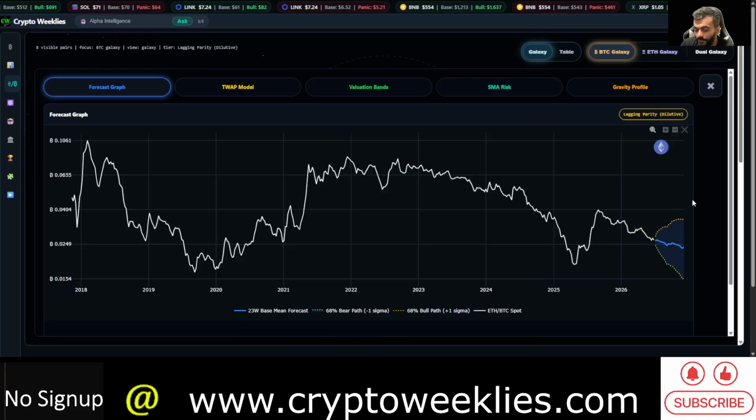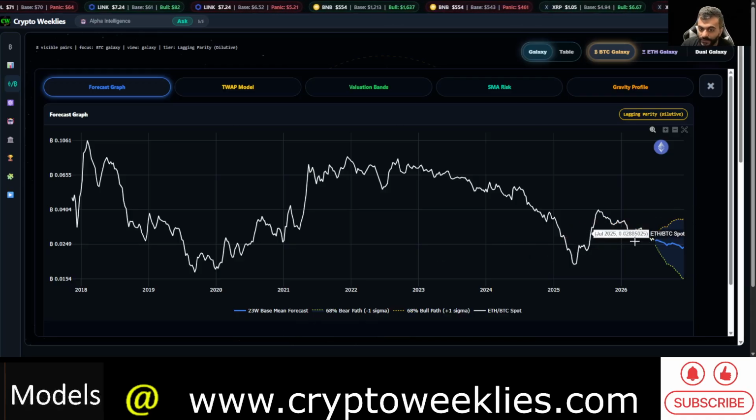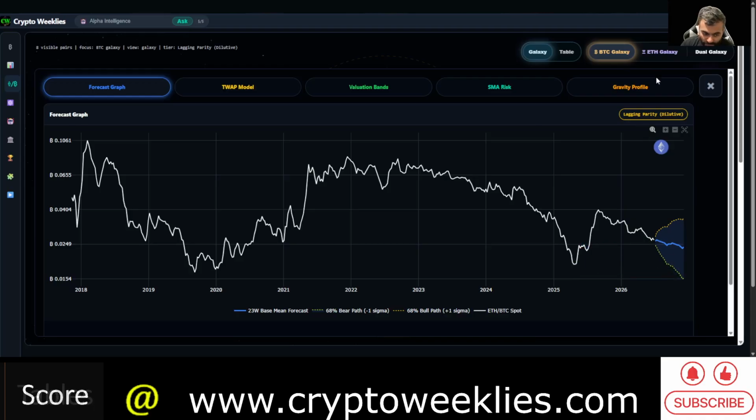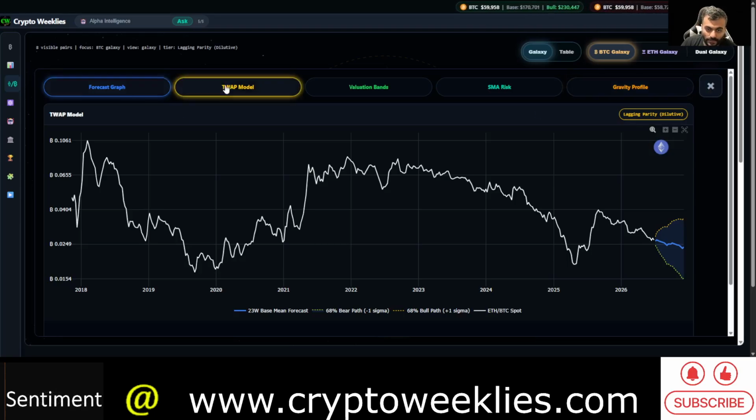Nonetheless, if we have again a one standard deviation bull case or a bear case with respect to Bitcoin, then these are the ceilings. So this is how much ETH could grow in the next 6 months or fall down in the next 6 months if this trend were to have any major bearish bias or bullish bias. So this is one model.